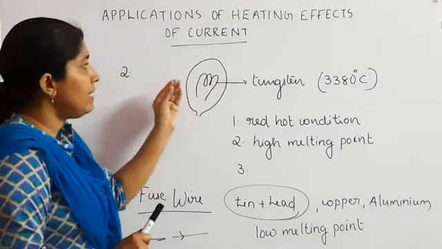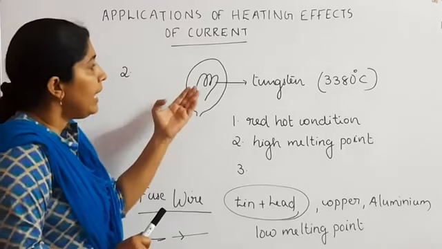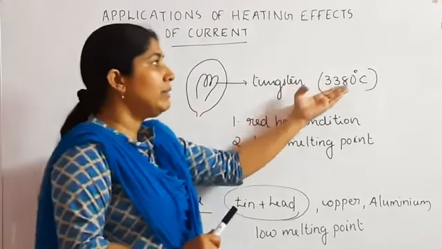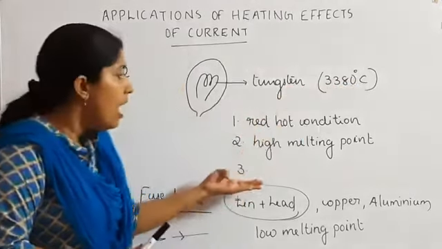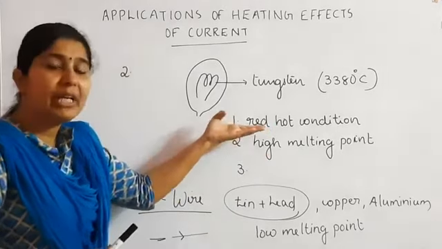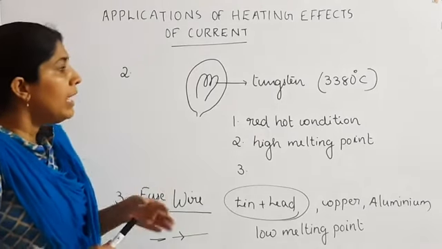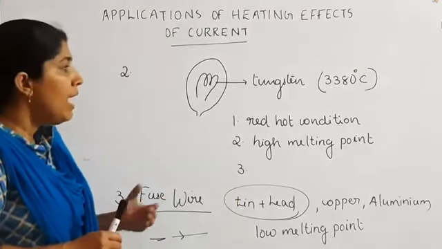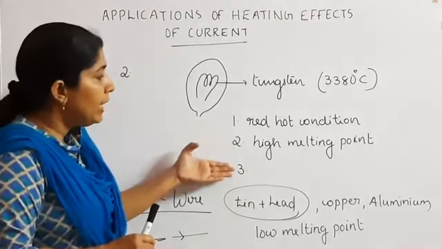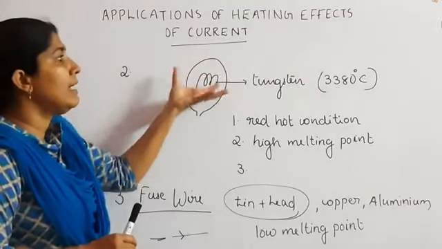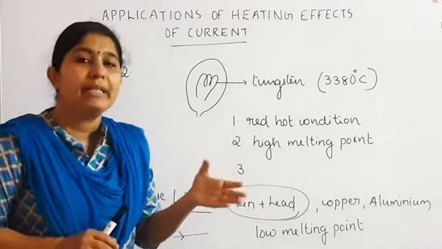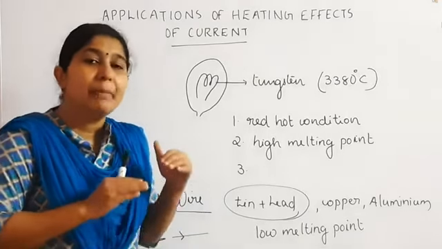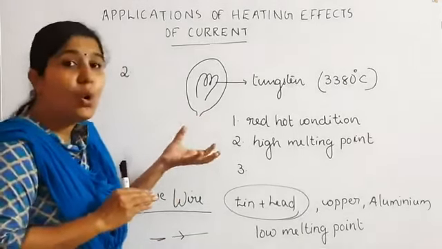The second type of device is the electric bulb. In the electric bulb, the filament, which is made up of tungsten, can withstand up to 3380 degrees Celsius. That is, it has a high melting point. When electric current passes through this tungsten wire, it becomes red hot and emits light energy. The third point is that the gas filled inside this electric bulb is an inert gas, so the tungsten does not undergo any chemical reactions with the gas. So this device has a long life.